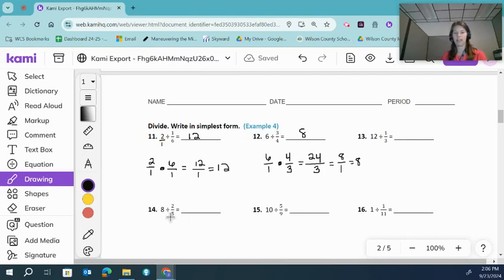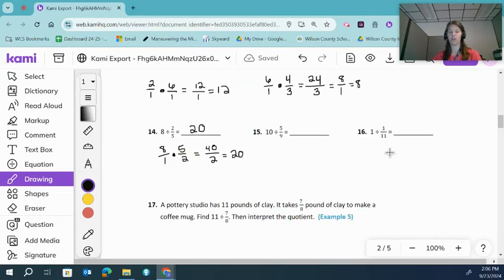Let's do one more together. So I have 8 divided by 2/5, so that's 8/1 times 5/2, because again, I'm multiplying by that reciprocal. All right, 8 times 5 is 40, 1 times 2 is 2. Simplify and I get 20. Several more for you to try on your own.